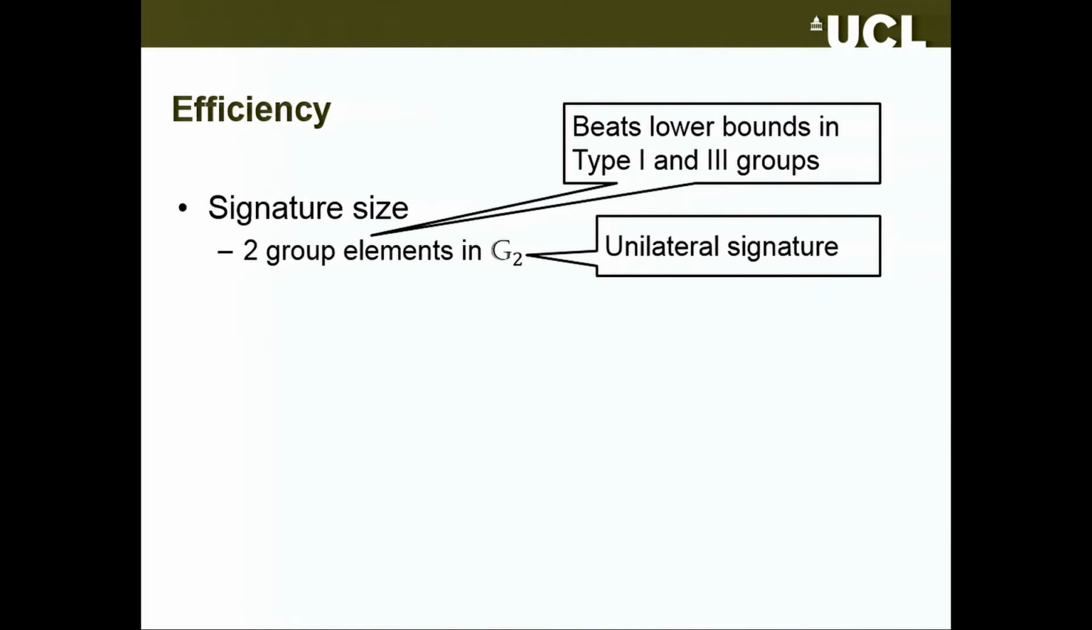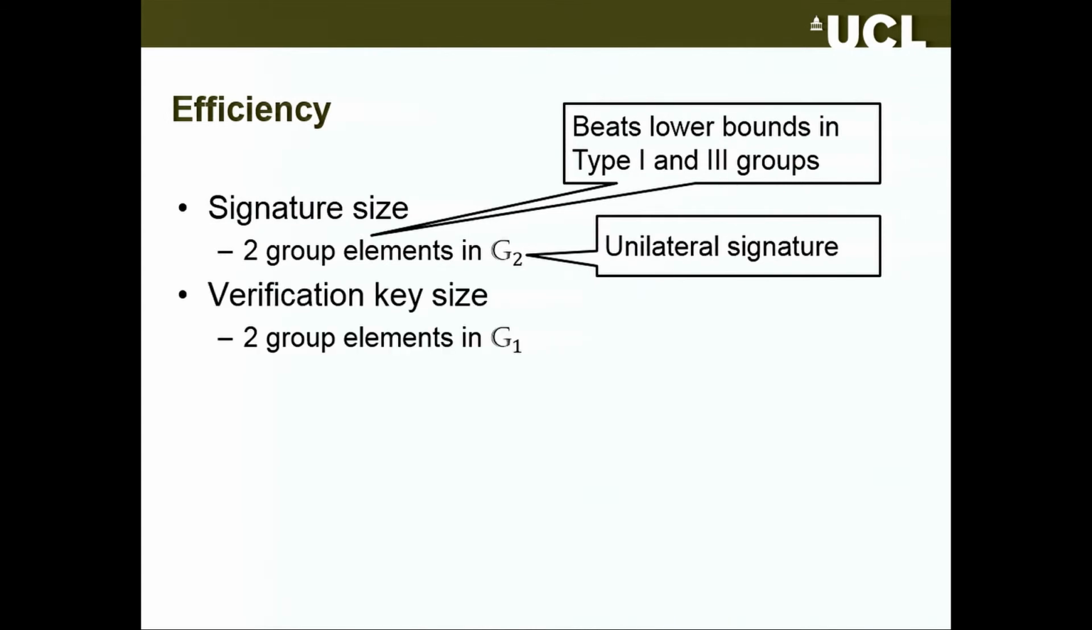In the type 3 setting, we can prove that you need to have a bilateral signature. There has to be both elements in source group 1 and in source group 2. And I guess you could say intuitively the reason why both of the group elements can be in the second source group is because we have this map that can be used to map one of them into the first source group.